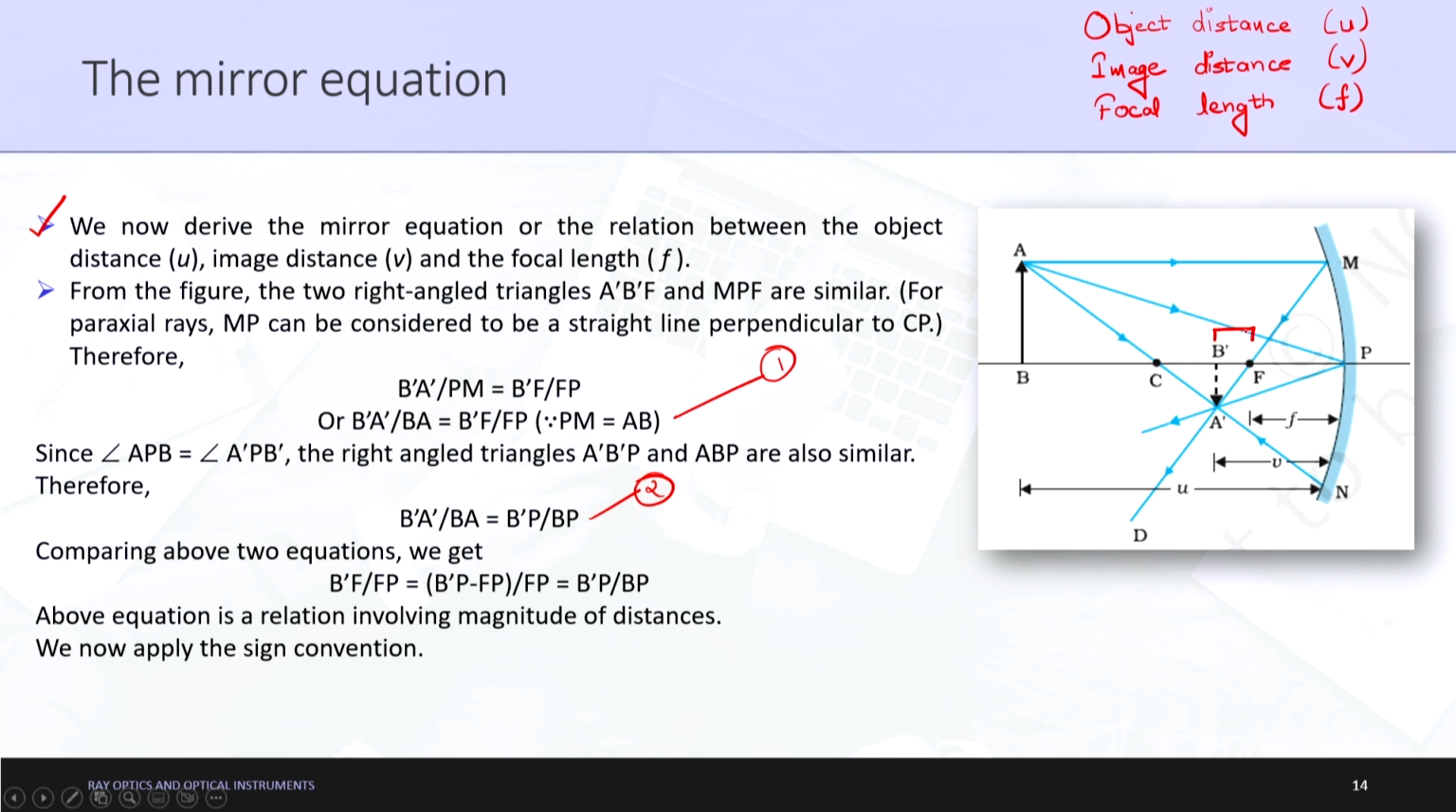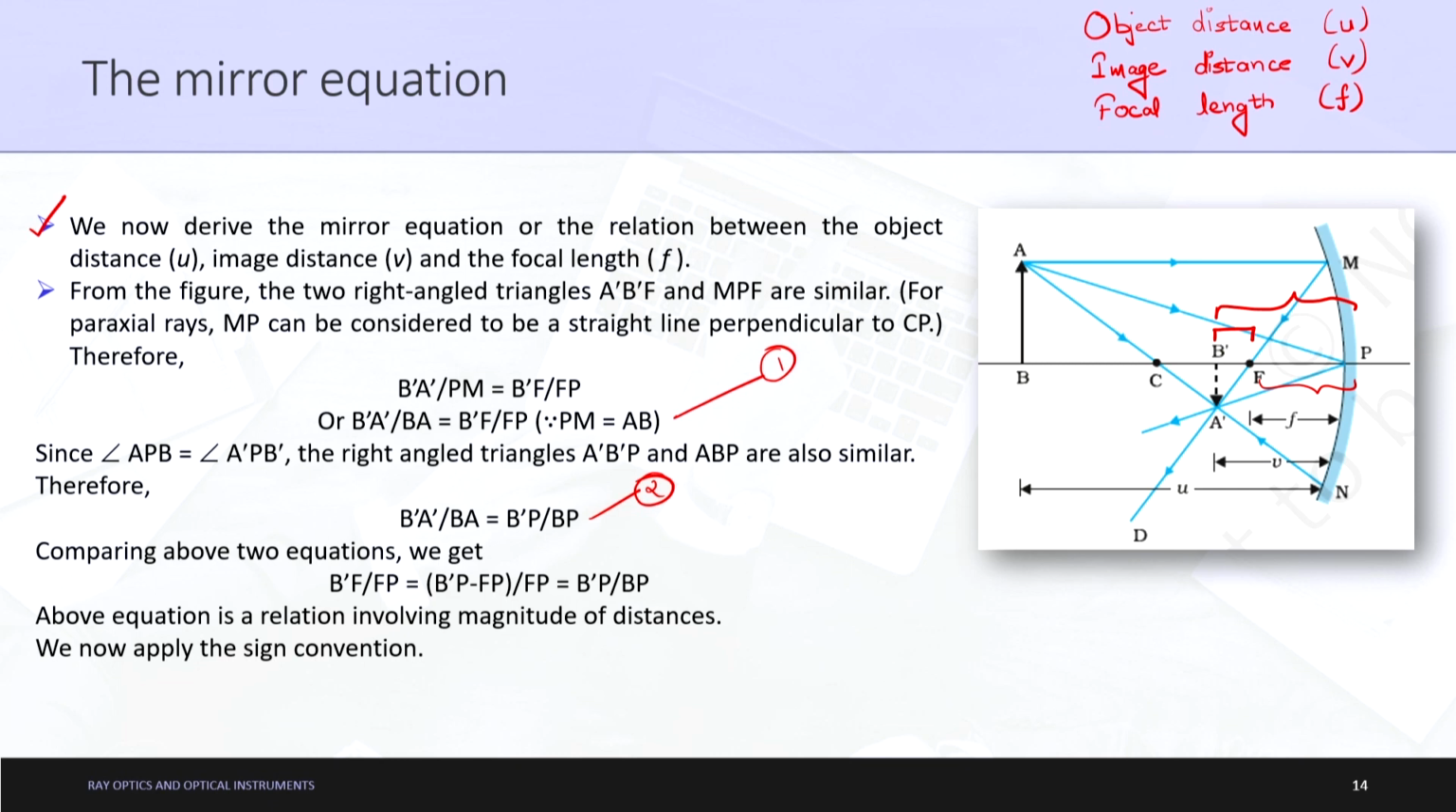This is equal to B'P. What is B'P? B'P is this minus FP, quite evident, as you can see clearly. This is equal to this minus this, which is equal to B'P by BP.